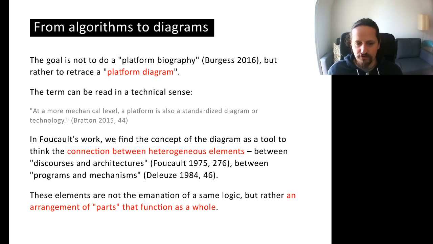So for Foucault, there's this connection between discourses, something that has more to do with meaning and ideas, and architecture, the more physical stuff, the material world. Deleuze formulates this as a connection between programs and mechanisms, right? Something a bit softer and something a bit harder coming together, right?